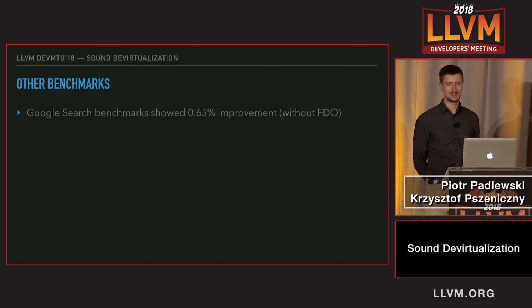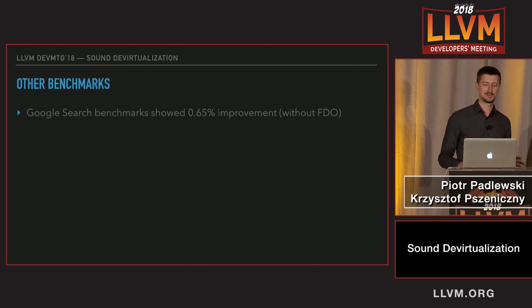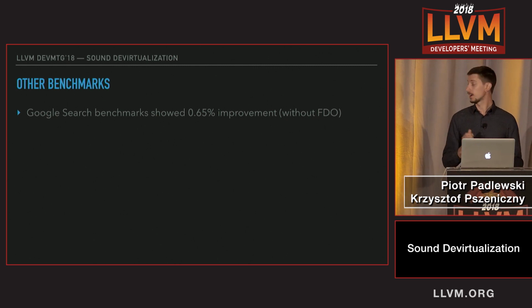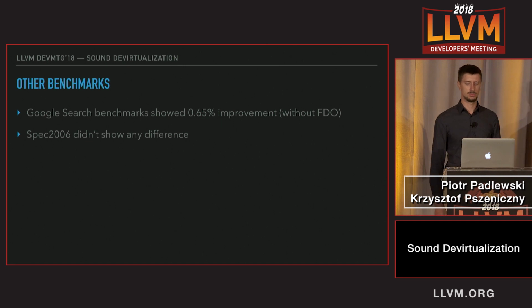It doesn't mean that we sped up Google search by 0.6% because they are using some more techniques like FDO and ThinLTO, and we don't see as good improvement with those techniques because they actually do either indirect call promotion or some other sort of devirtualization, because we have more information. So we don't see as good improvement with those. But still, 0.6% with O2 seems to be a very nice win. On the other hand, SPEC 2006 didn't show much of a difference.